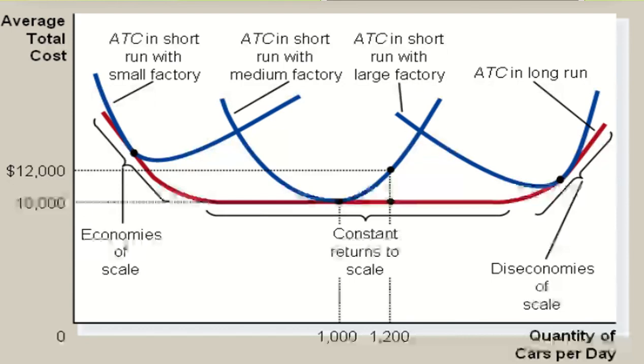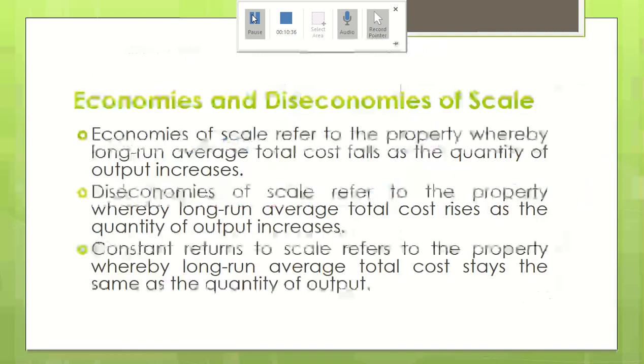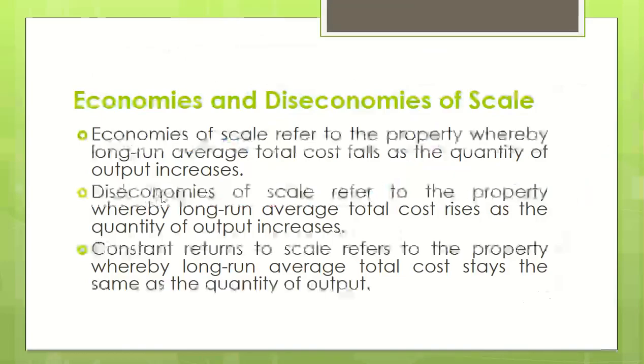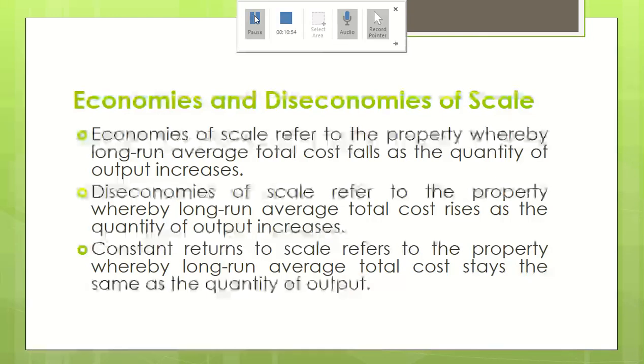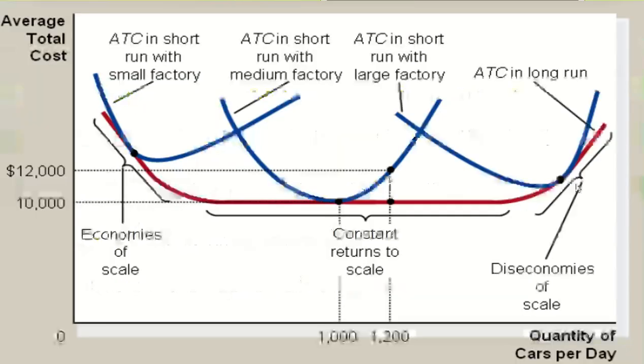The second one is diseconomies of scale. That refers to the property whereby long-run average total cost rises as the quantity of output rises. Again, with the help of the diagram, we can see here this portion refers to diseconomies of scale, when long-run average total cost rises as output increases, so they are said to be diseconomies of scale.